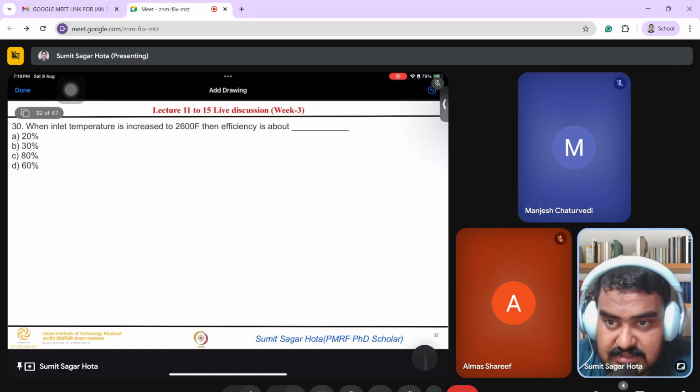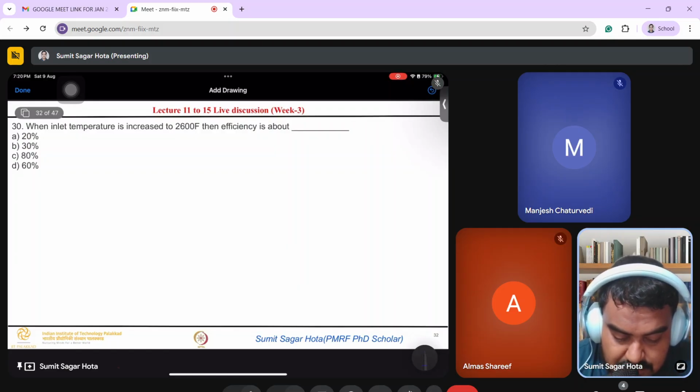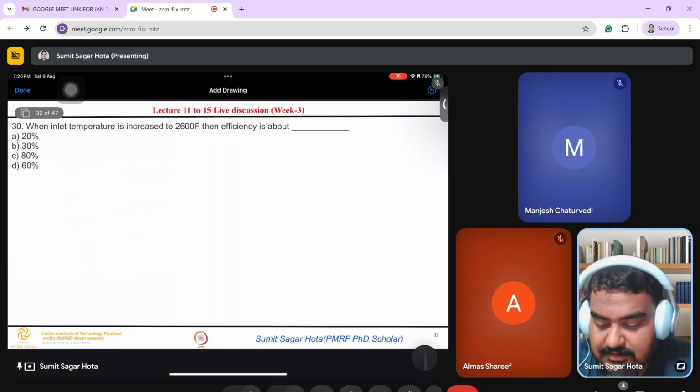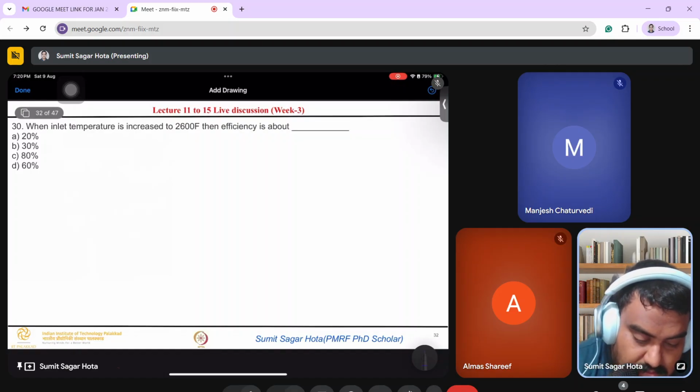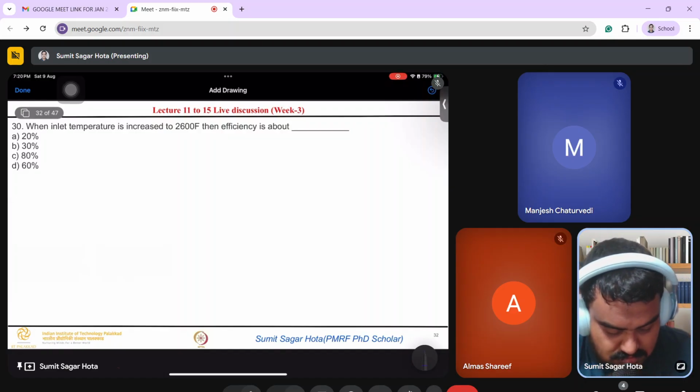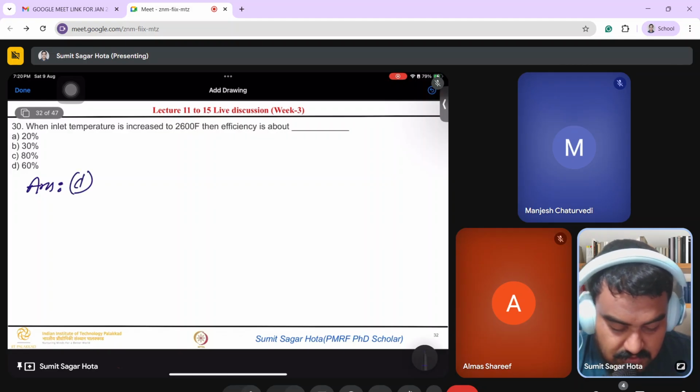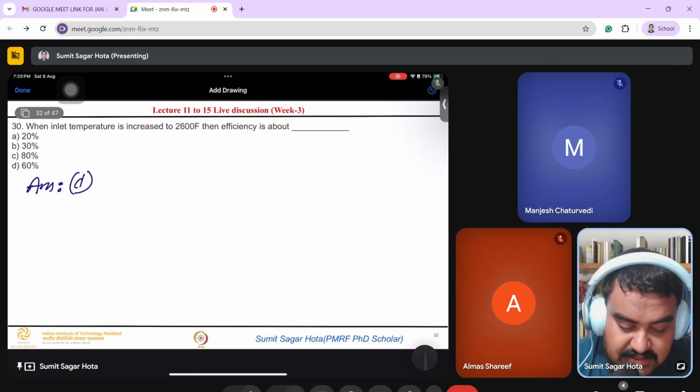When the inlet temperature is increased to 2600 F, then the efficiency is about dash. Even as the inlet temperature increases, there is a chance of increase in the efficiency of the gas turbine engine, and it can reach up to 60%. Obviously, the gas turbine efficiency is otherwise not that high, but because of high inlet temperature, it can be increased to 60%.